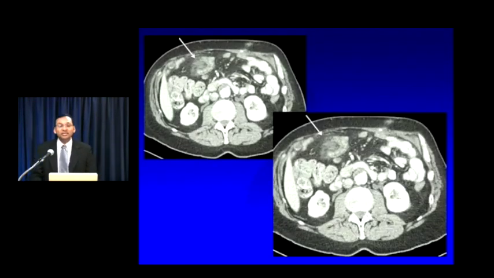Oftentimes, these can be virtually impossible to identify unless there's inflammation. Here's a case where the patient has an inverted Meckel's diverticulum with diverticulitis. And so in a case like this, you're going to be able to make the diagnosis.